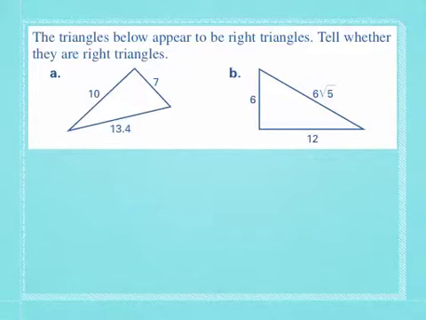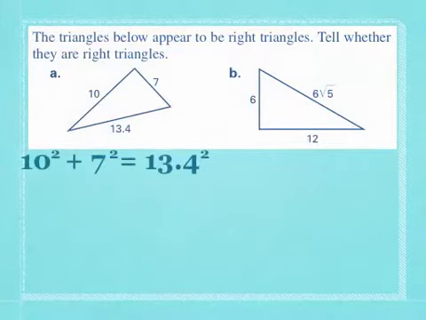So this first example says the triangles below appear to be right triangles. Tell whether they are right triangles. A, we have three side lengths of 10, 7, and 13.4. If you remember, the Pythagorean theorem is a squared plus b squared equals c squared. C is the hypotenuse, or the longest side. So in this case, I would have to plug in 13.4 for c. So I would have 10 squared plus 7 squared equals 13.4 squared.